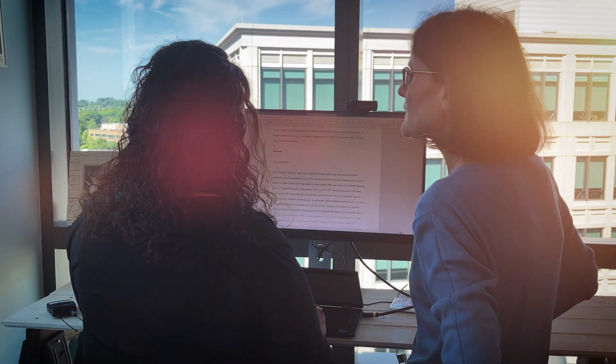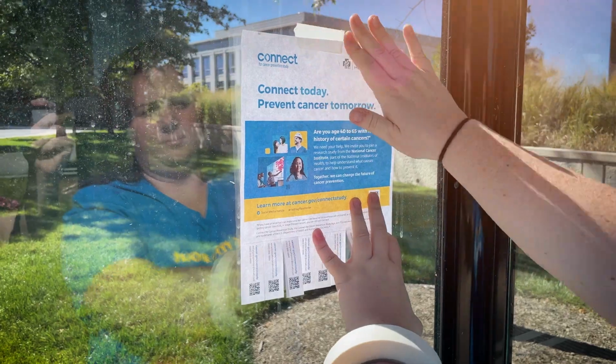We're getting all this evidence to put together for the goal of informing policy or informing interventions aimed at reducing disparities in cancer outcomes.